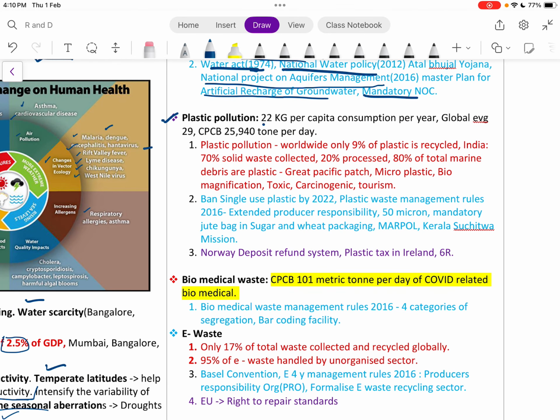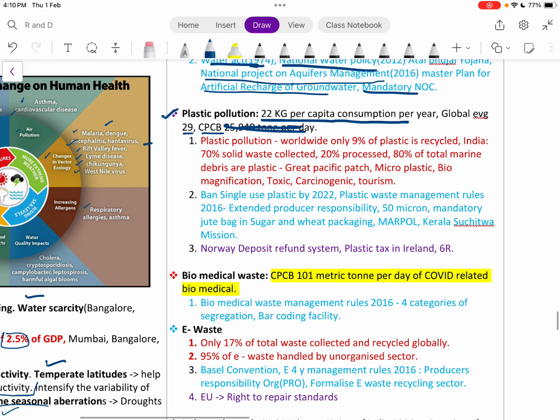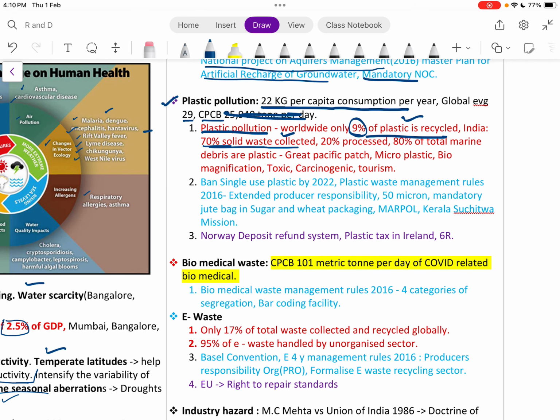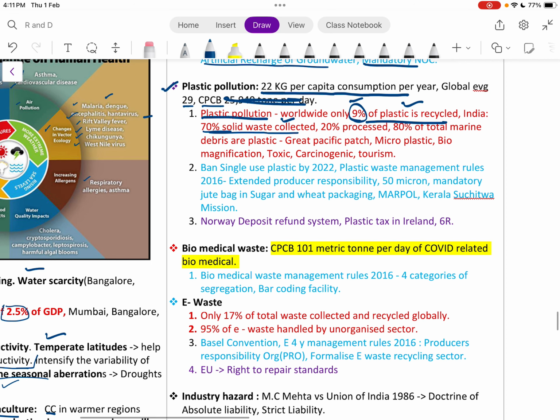Talking about plastic pollution, 22 kgs per capita consumption per year, and the global average is 22. Worldwide, only 9% of plastic is recycled. In India, 70% of solid waste is collected, only 9% is recycled. Imagine that. 20% processed, 80% of total marine debris is plastic. Great Pacific Garbage Patch, microplastic, biomagnification, toxic, carcinogenic, tourism.